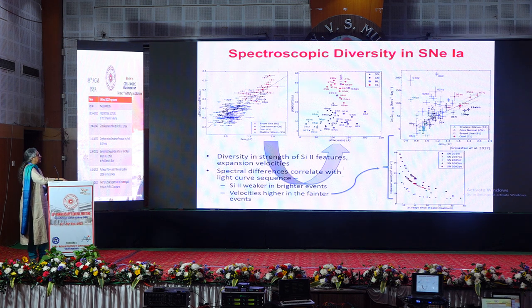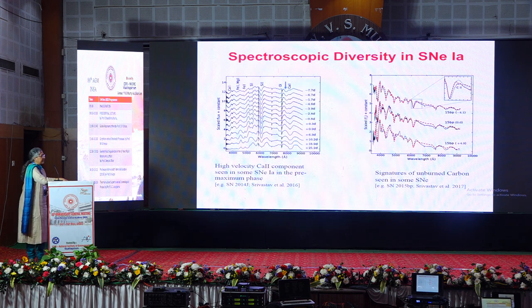And this diversity is also seen in the spectral properties, in the spectral features. Some of these diversity that one sees in the spectra are actually correlated with the light curve. For example, there's a diversity in the strength of the silicon features and the expansion velocities, which is very well correlated with the light curve. So we see weaker silicon in the brighter events, and the velocities are higher in the fainter events.